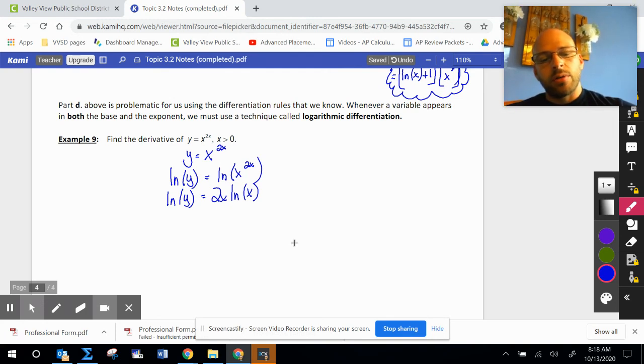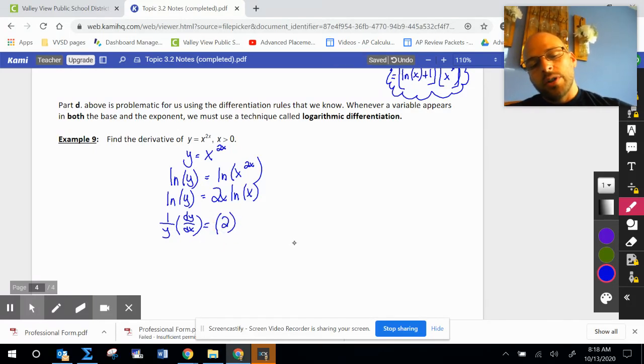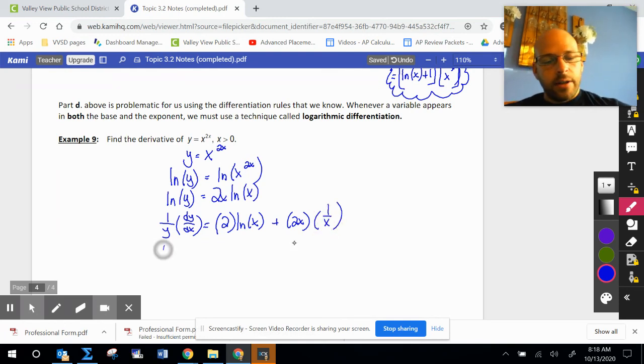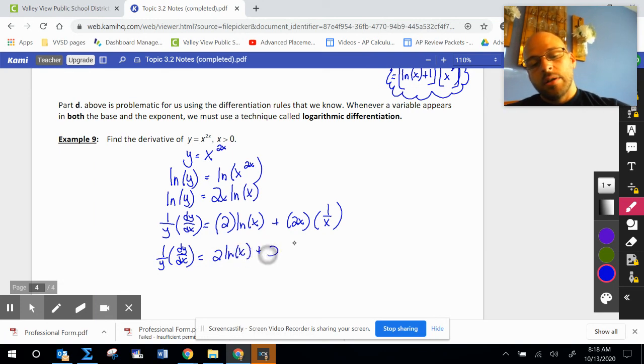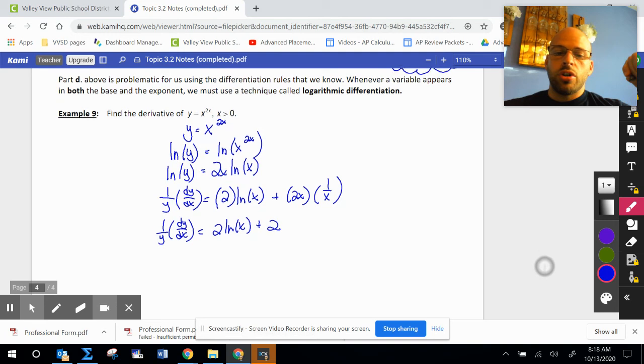Okay. Now I can take the derivative of both sides. The derivative of natural log of y is 1 over y, but because it's a y, we get a dy over dx. And then I have a product rule on the right-hand side. So I'm going to take the derivative of the first, keep the second, plus keep the first times the derivative of the second. And if I clean that up, I have a 1 over y times dy over dx equals 2 ln of x plus 2x times 1 over x, which is just 2.